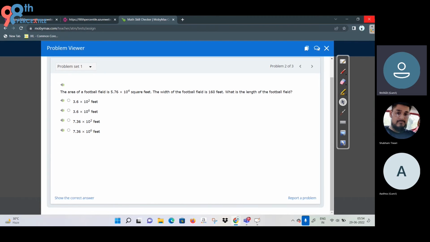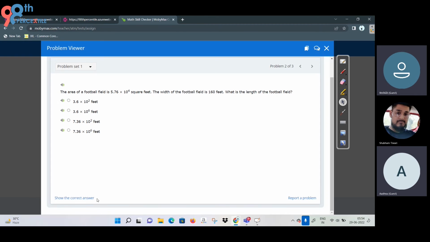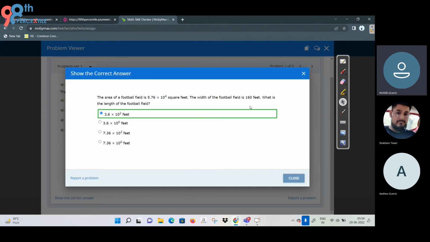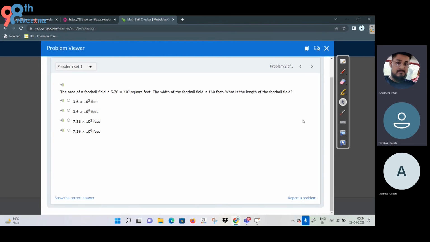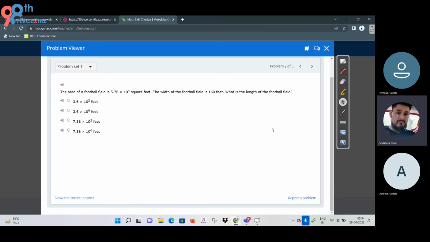I got the second one. What was your answer, Aadhna? The first one. Aadhna says first one, your answer is second one. So first one is the correct answer, Shreyas. Do you want help? Yeah. Then I think you have an issue with the division problems.